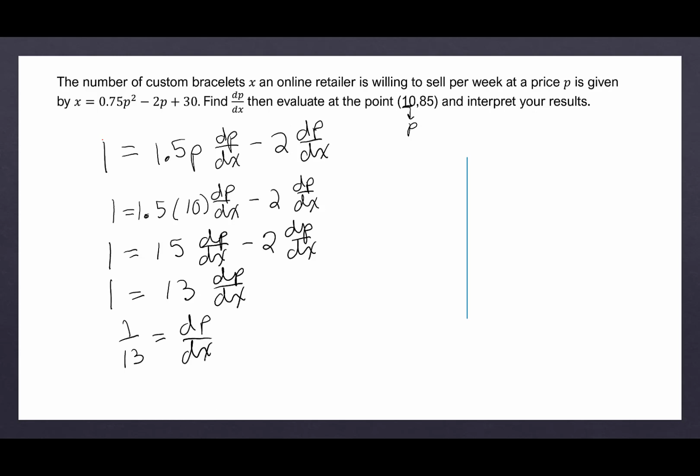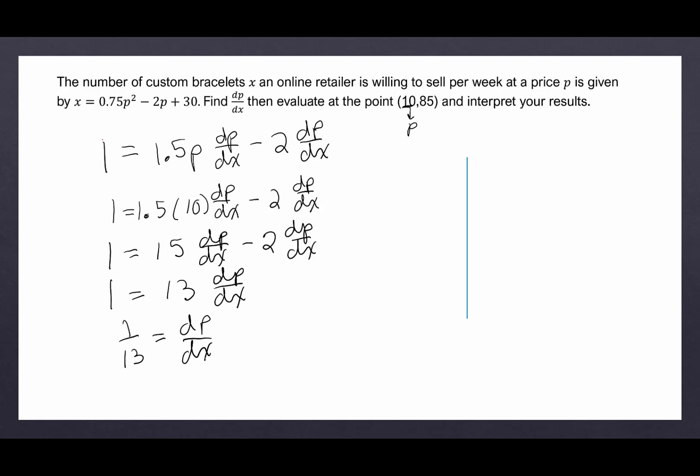What does this say? It says, how is the price going to change when the quantity changes? Our interpretation is the price will increase 1 over 13, which is roughly about 8 cents, if the quantity increases. So the quantity is currently at 85.